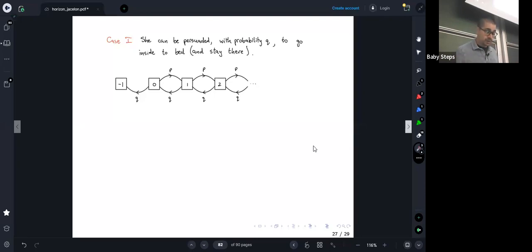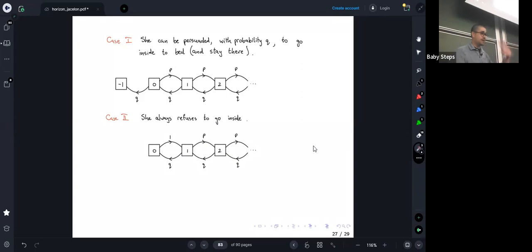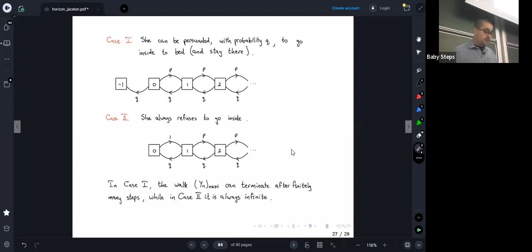Case two is that whatever her roommate says doesn't matter. She refuses to go inside. With probability one, if she gets to her front door, she immediately goes back out. So in the first case, the walk that she takes can terminate. There is some probability that she is persuaded eventually to go to bed. In the second case, the walk is never finite. She always just goes back out in fruitless search of this bar that happens to be at infinity.